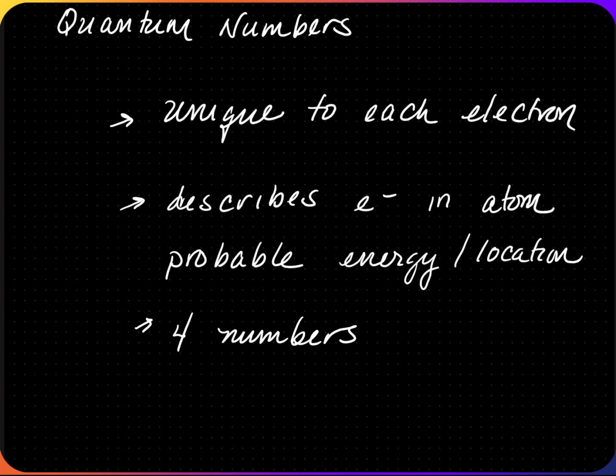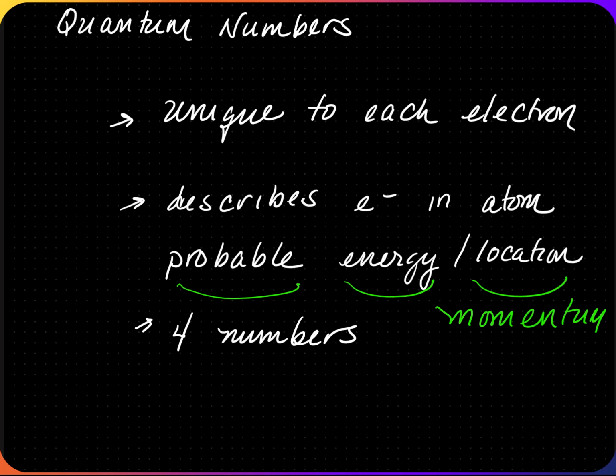Quantum numbers describe the electrons in an atom. They give you the probability of where the energy, the location, or the momentum of the electron is. However, you could only know the probability of one of the three. You cannot know all three, energy, location, and momentum, at the same time. To identify an electron, you will use 4 different quantum numbers.